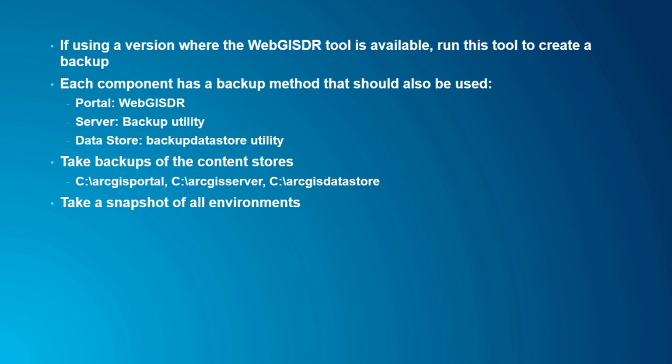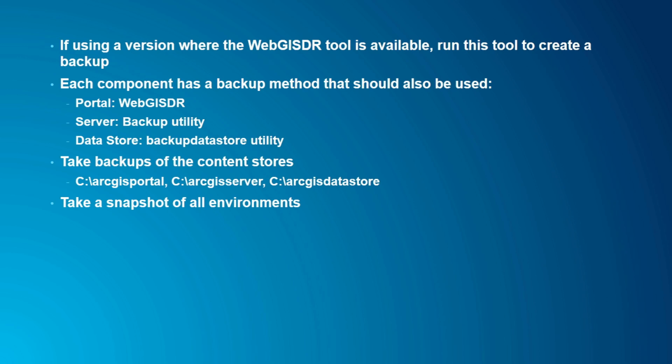Another backup option is to back up the content directories where the config stores reside. By default, Portal stores it in the C ArcGIS Portal folder. ArcGIS Server is in the C ArcGIS Server, and Datastore is in the C ArcGIS Datastore directory. Now, I would like to note that if you back up these directories, you should stop the Portal service, ArcGIS Server service, or Datastore service first, and then make a copy of those directories so that all the file locks are released and we're not backing up locked files.